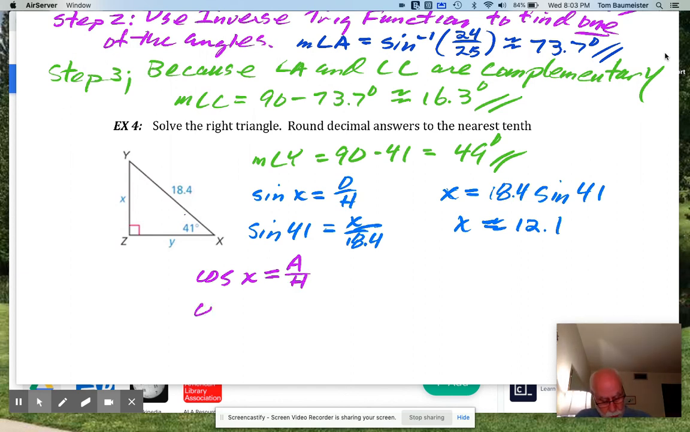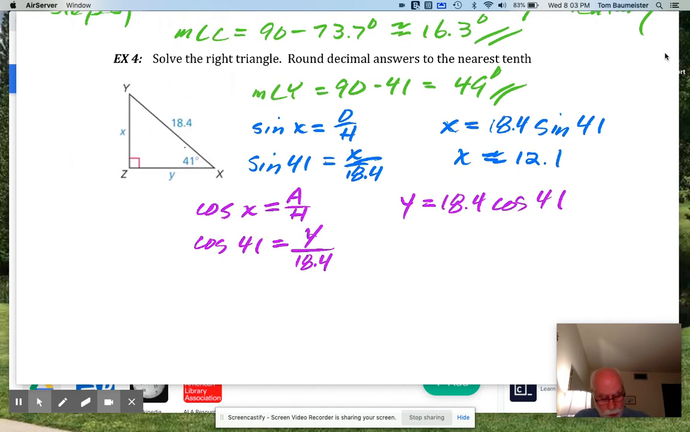So we can say that the cosine of 41 degrees is equal to, our adjacent is y, over 18.4. Okay, so again, I'm going to multiply both sides by 18.4 since it was the one on the bottom. So if I do that, then I'll have y is equal to 18.4 cosine of 41 degrees, which would give us approximately 13.9. So that's that one.